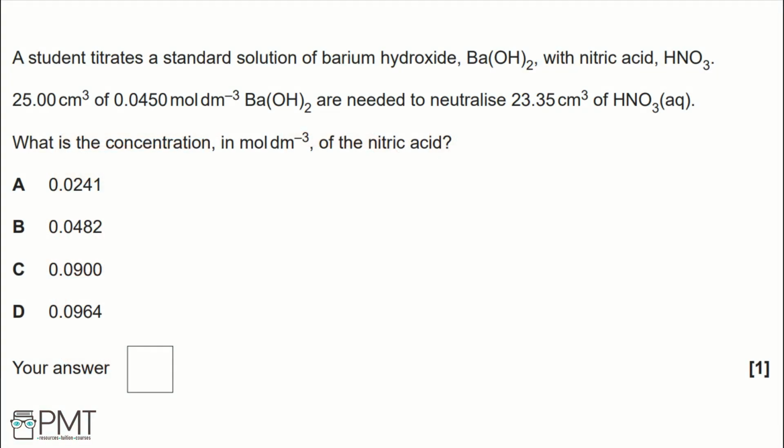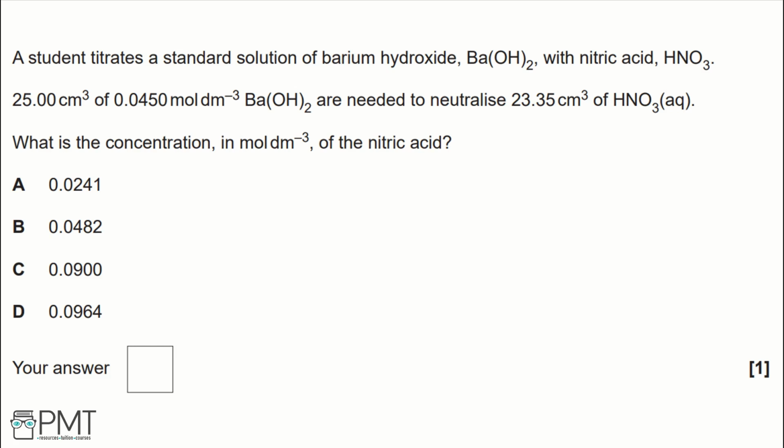A student titrates a standard solution of barium hydroxide, Ba(OH)2, with nitric acid, HNO3. 25 cm³ of 0.045 mol/dm³ barium hydroxide are needed to neutralize 23.35 cm³ of HNO3 aqueous. What is the concentration in moles per decimeter cubed of nitric acid?